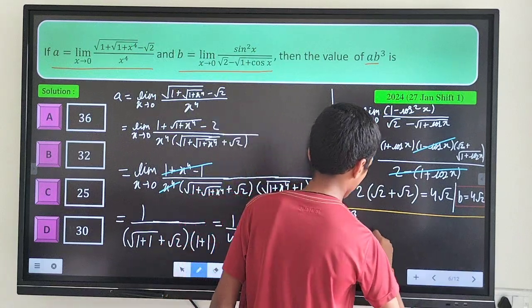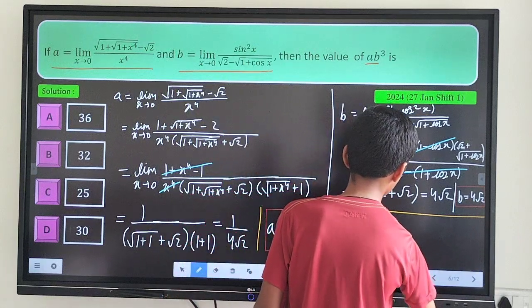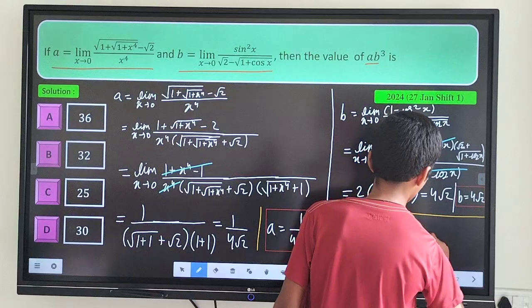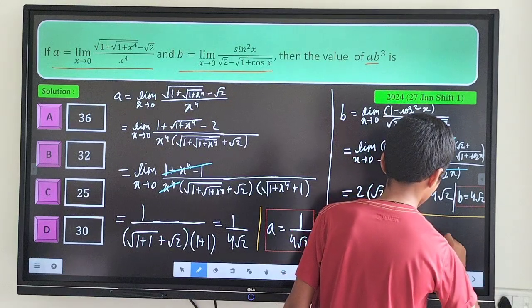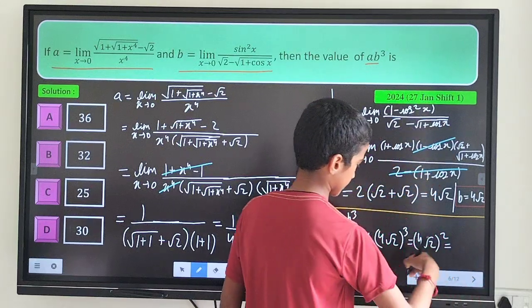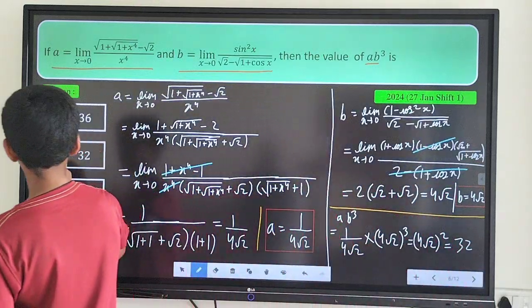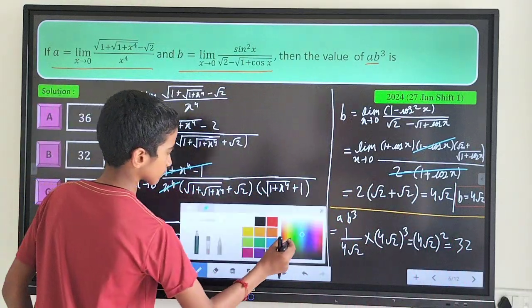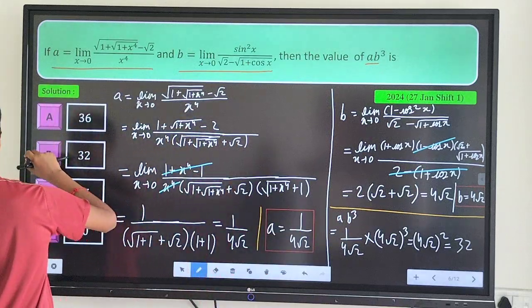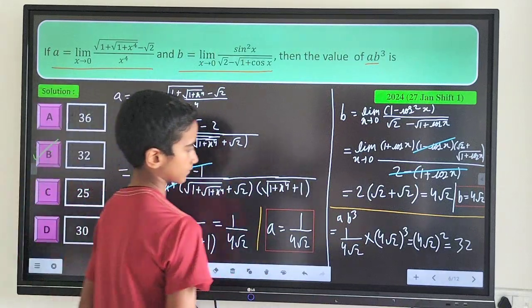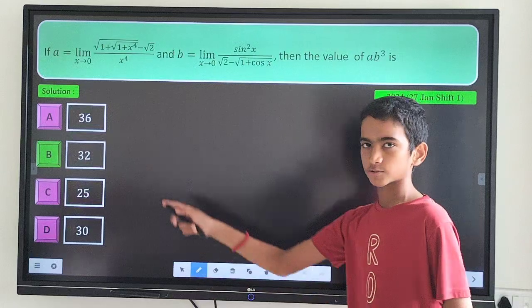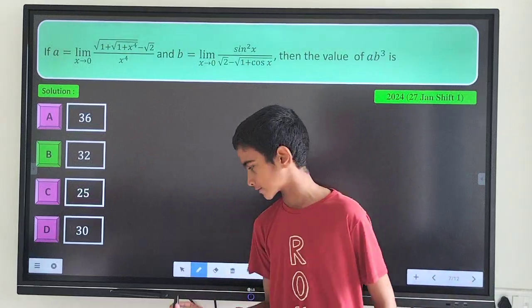Now 1 upon 4 root 2 times 4 root 2 whole cube, which is 4 root 2 whole square. Now this will become 16 times 2, which is 32. So our option B is correct. And here's the solution page, and you can see that our answer is correct.